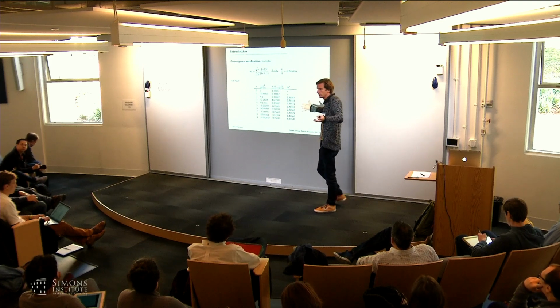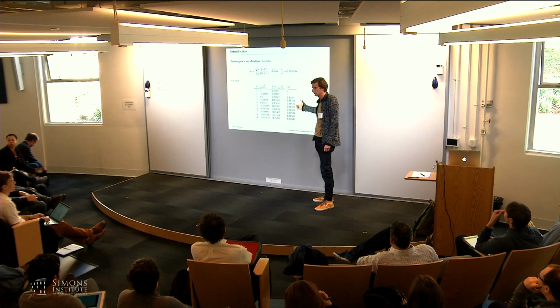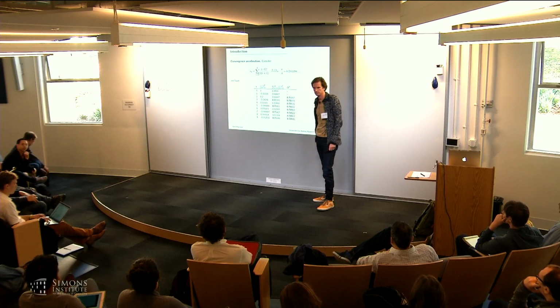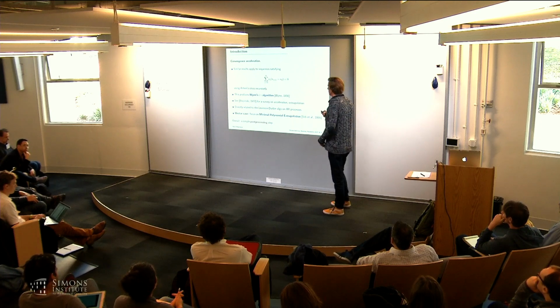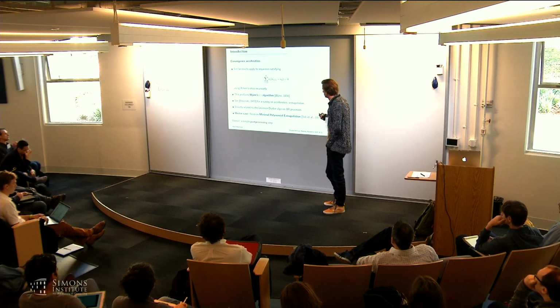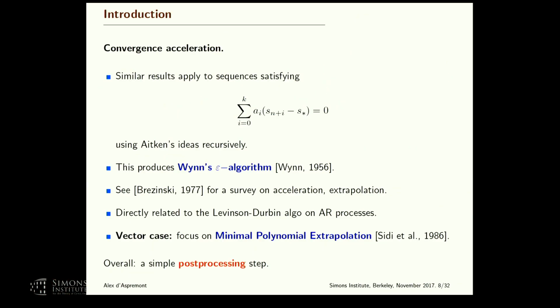And well, it doesn't stop there. This is a perfectly respectable sequence of iterates. I can accelerate it as well, and one more time, and get an estimate of the limit, and so on. Okay, that too is an old idea. It's called Wynn's epsilon algorithm. It dates back from the 50s. And so there's an entire stream of work on convergence acceleration dating back from numerical analysis in the 60s. It's also, of course, directly related to the Levinson-Durbin procedure, for example, to estimate autoregressive processes.